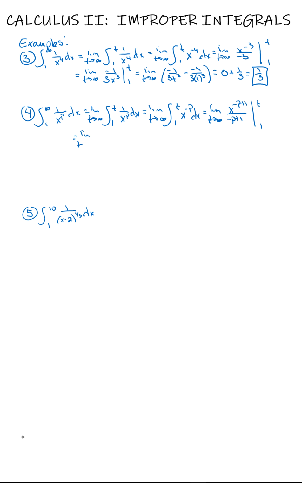Well, before evaluating it, again, I want to go ahead and clean this up just a little bit. I'm going to write this numerator, x to the negative p plus 1. I'm going to factor out a negative from that exponent. So it's x to the negative times p minus 1. And then in the denominator, I'm going to just turn it around. Instead of negative p plus 1, I'll write it as 1 minus p.